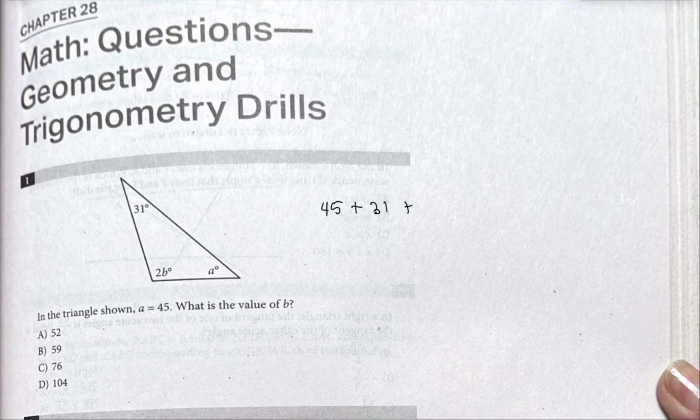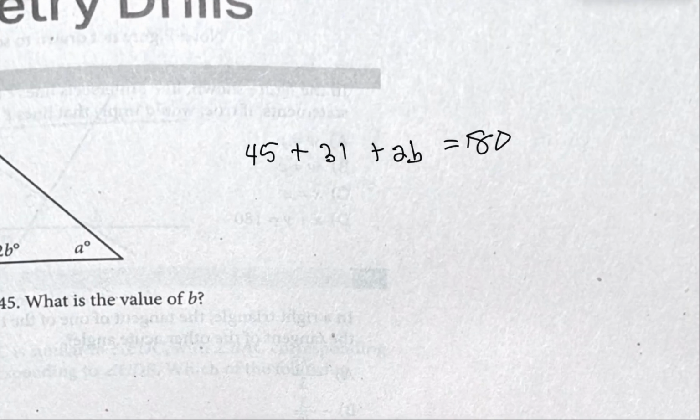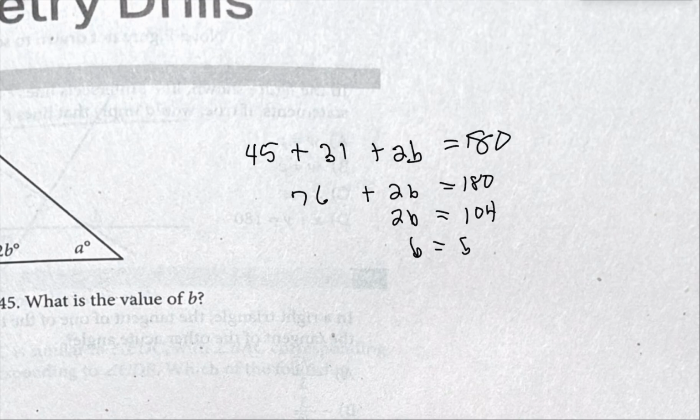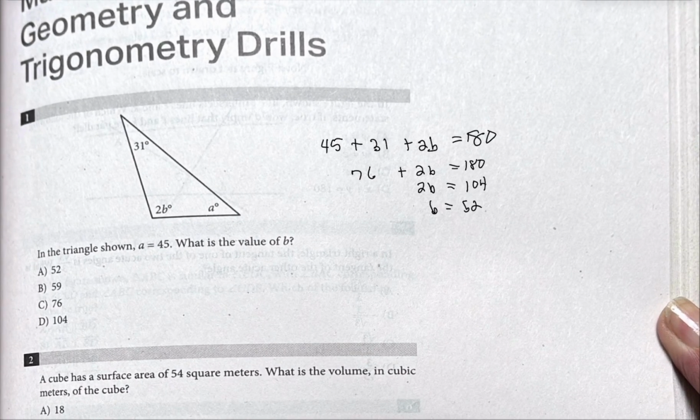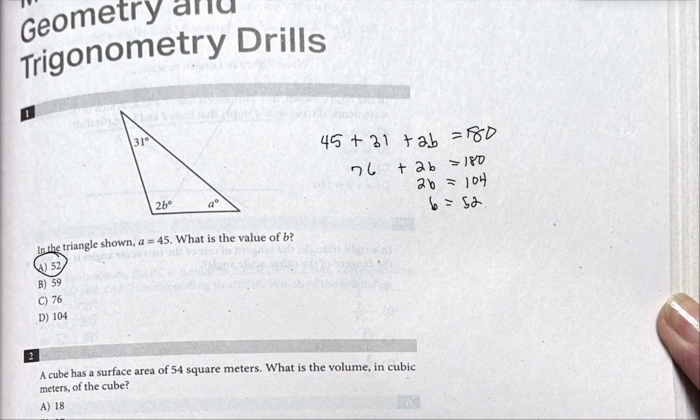plus 31 plus 2B has to total up 180. So we're just doing a little math there. This is 76. 180 minus 76 is 104. Half of 104 is 52. So B is 52. The answer is A, 52.